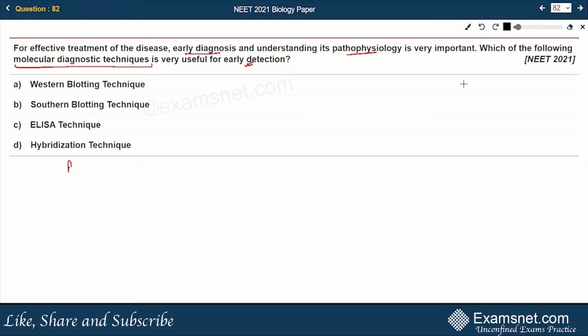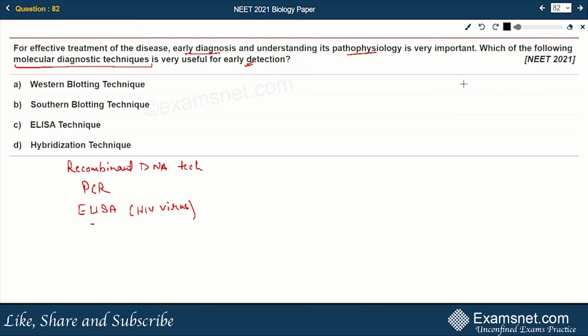Some of them are recombinant DNA technology. Then there is PCR or polymerase chain reaction. And then ELISA is also one of the methods used here. The full form of ELISA is enzyme linked immunosorbent assay. It is used to detect the presence of HIV virus in AIDS patients.